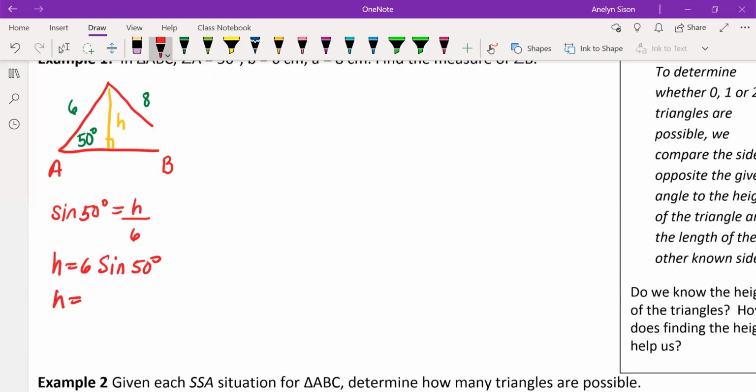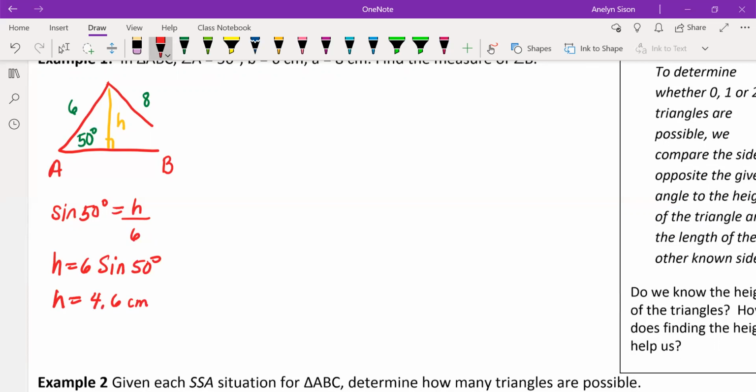What's that equal to? 6 sine 50 is 4.59, or 4.6. What's the unit? They didn't give us it. Centimeters, all right. Now, question: the height is 4.6. We are given the opposite side of 8.